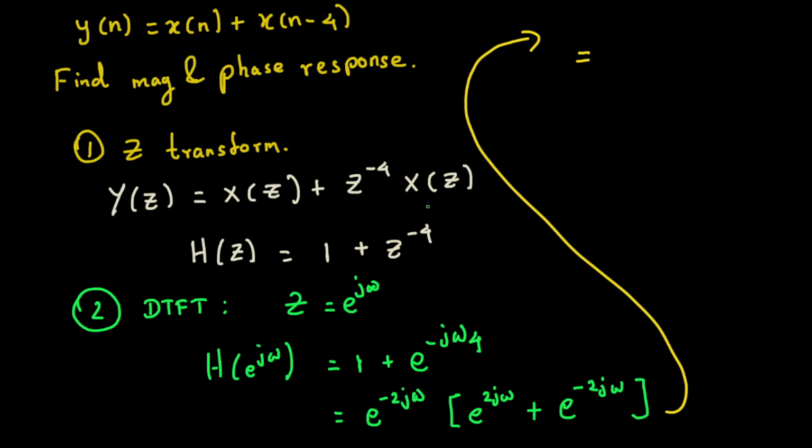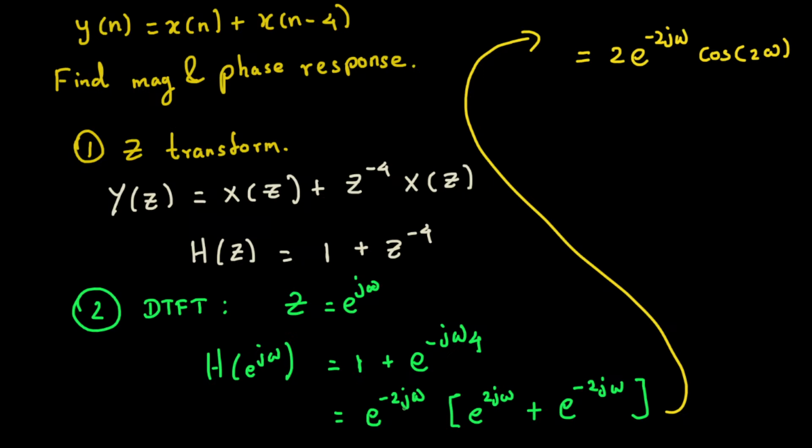So this is now e power minus 2 j omega, which remains the same. Other than that, e power 2 j omega plus e power minus 2 j omega becomes 2 cos 2 omega. So 2 times e power minus 2 j omega, and then cos 2 omega. This 2 cos 2 omega belongs to this part, and e power minus 2 j omega remains the same.